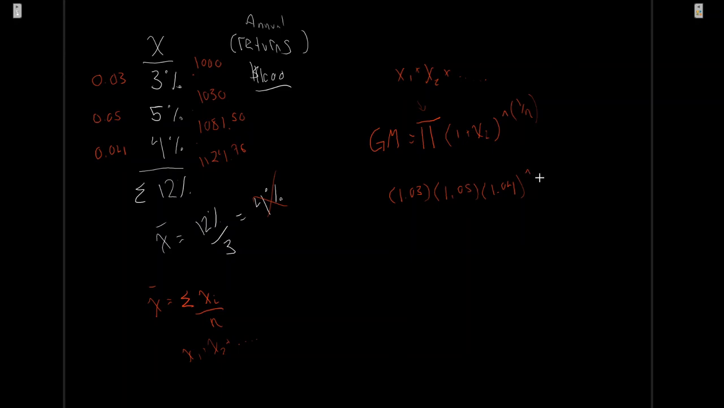Then we raise all of that to the power of 1 over 3, right? We're compounding over 3 periods. And what does that give us? 1.03 times 1.05 times 1.04. Well, that's going to give us 1.12476, right? All of that to the power of 1/3. So let's work that out. So all of that to the power of, that's going to give me 1.0399.